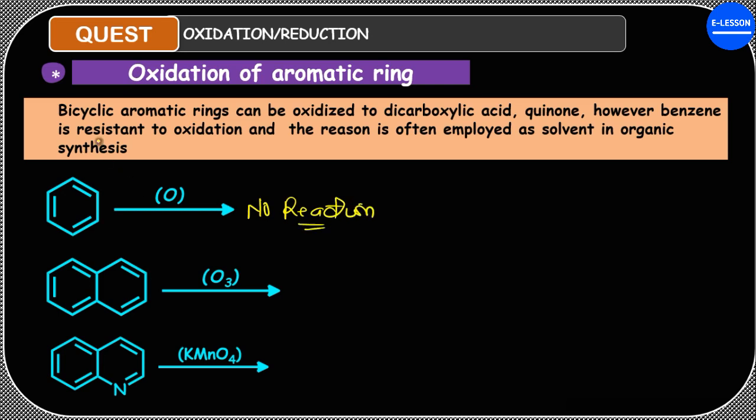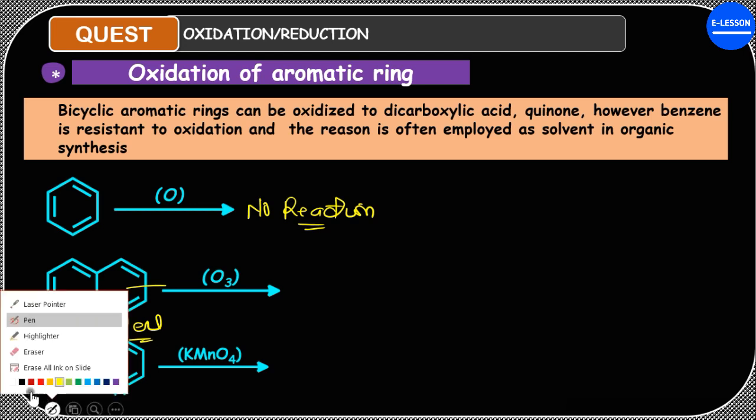But when a bicyclic aromatic ring, that means an aromatic ring that has more than one cyclic structure, like this is naphthalene, right? When they undergo oxidation reaction, this ring here cleaves to form the corresponding carbonyl compound. So it cleaves to form the corresponding carbonyl compound, which is later oxidized to the carboxylic acid. So as this one is now, if you oxidize it, what we are going to form is a phthalic acid. This naphthalene, it forms a phthalic acid.